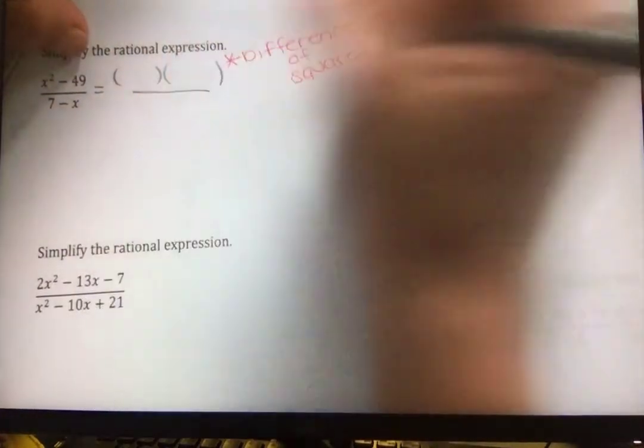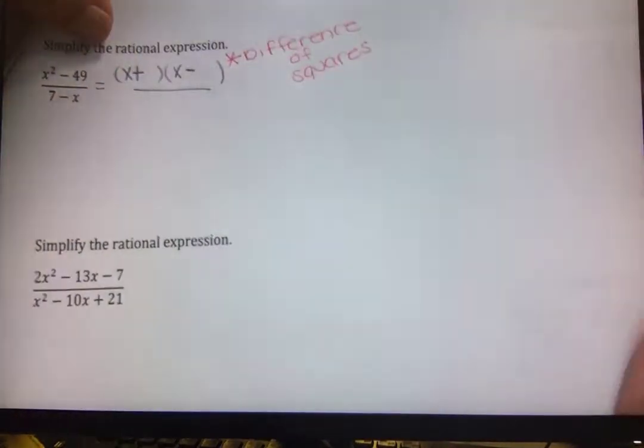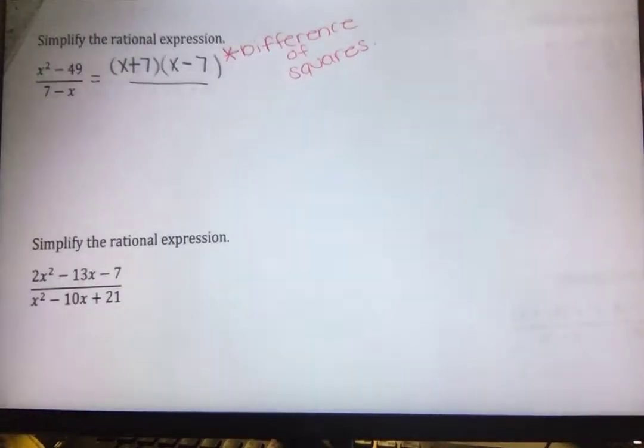So that means we can factor this one pretty simply. X minus 7. So x squared is x times x. One's positive, one's negative. 49 is 7 and 7. All right, so the top is done: x plus 7, x minus 7.